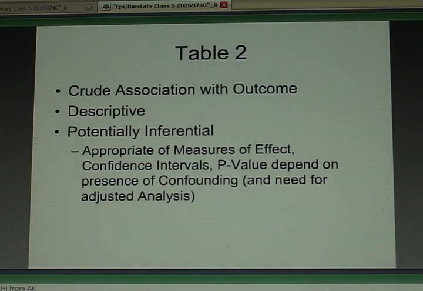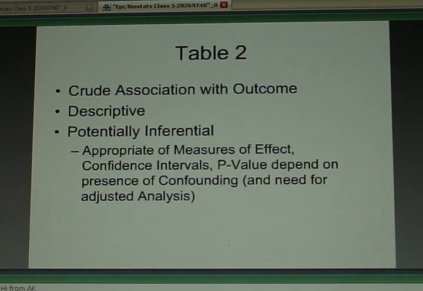And whether you do that or not really depends on whether you believe you have confounding in your data set or not. If you do, then the association you see in this crude table could well be a reflection of not the effect of the risk factor of interest, but the effect of the confounding factors. And therefore, trying to talk about whether that association is statistically significant or not is really not a useful exercise. So whether Table 2 contains p-values and confidence intervals really depends on whether you have confounding or not.